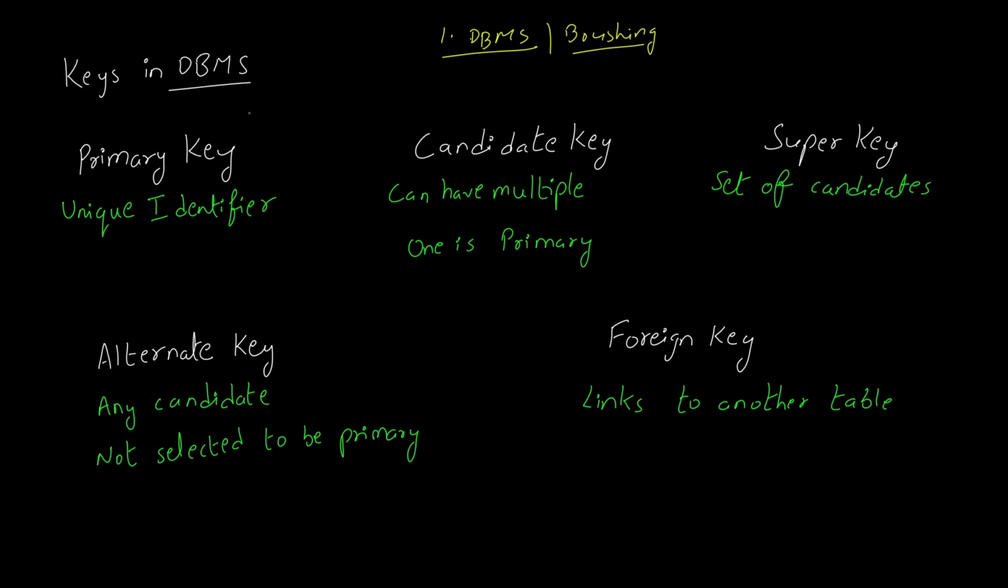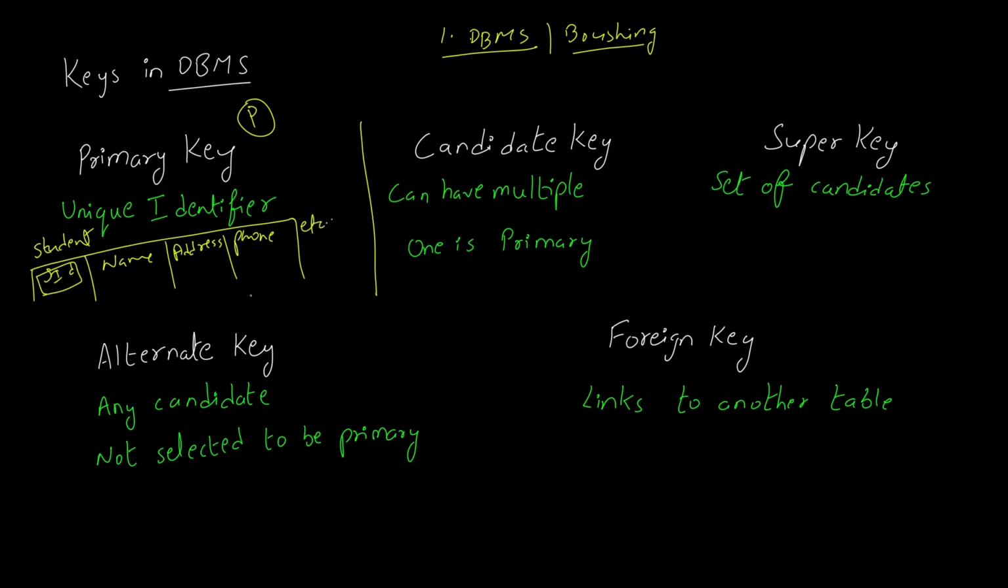The first and foremost key that is practically used in DBMS is called a primary key. It can also be known as a primary constraint. Let's say we have a student table which has an ID, name, address, phone, and some more details. A key which, when used to search, will give all the details of a student record uniquely will be known as a primary key.